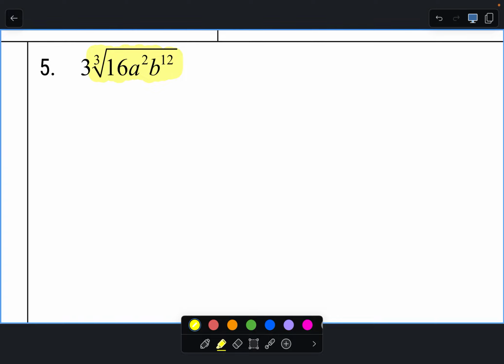All right, 6b to the 4. And then on the inside, I'm going to take everything that I simplified, the 2 and the a squared, and that will be written inside. 2a squared.